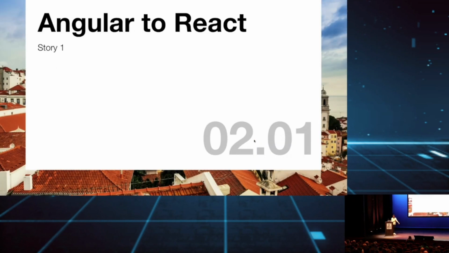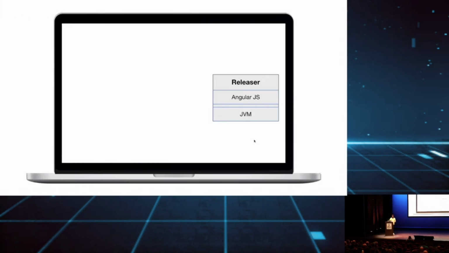The first one is Angular to React. This is actually from my previous company, where we migrated from AngularJS to React. And it was a fun process. It was a very small startup. And let's just consider this imaginary application. We had an application called Releaser, which has an AngularJS frontend and runs on a JVM backend.